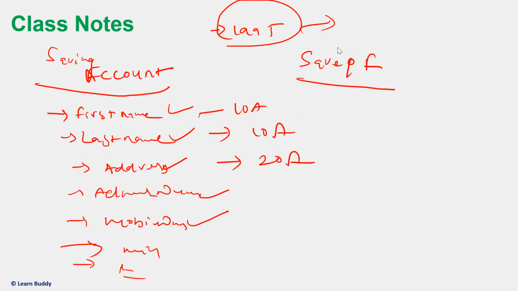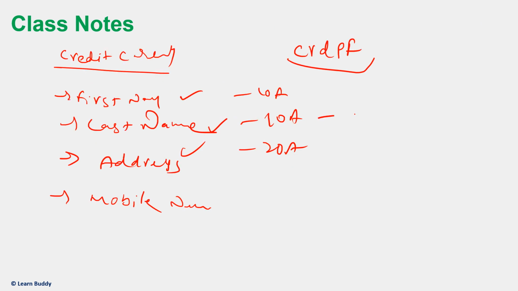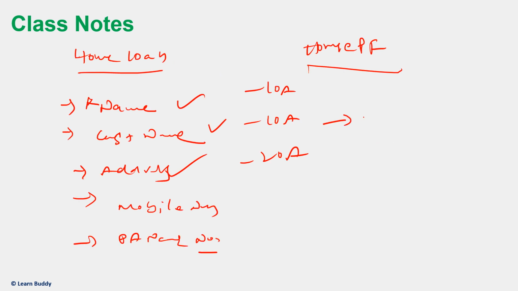Now in 2024, I want to change the last name length from 10A to 15A, and the address from 20A to 30A, while the first name stays 10A. In this case, what do you have to do? You have to change the length from 10 to 15A and the address from 20 to 30A. Again you have to go to the credit card file and change the last name to 15A and address to 30A. Again you have to go to HOMEPF and change the 15A and 30A.